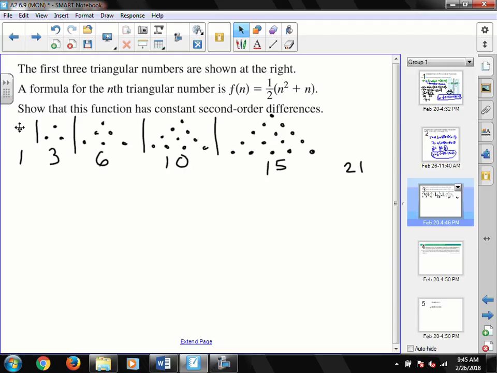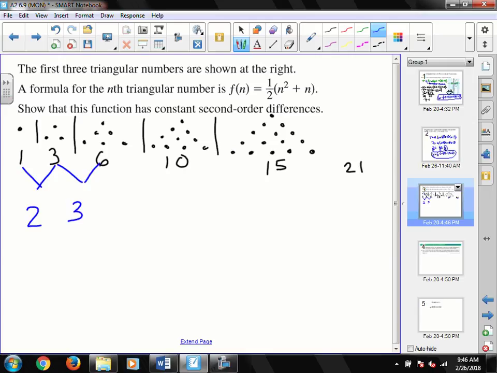We're looking for constant second order differences. What does difference mean? What operation? Not the same, not dividing. Subtraction. So if I take 3 minus 1, what do I end up with? 2. 6 minus 3, 3. 10 minus 6, 4. 15 minus 10, 5. 21 minus 15 is 6.